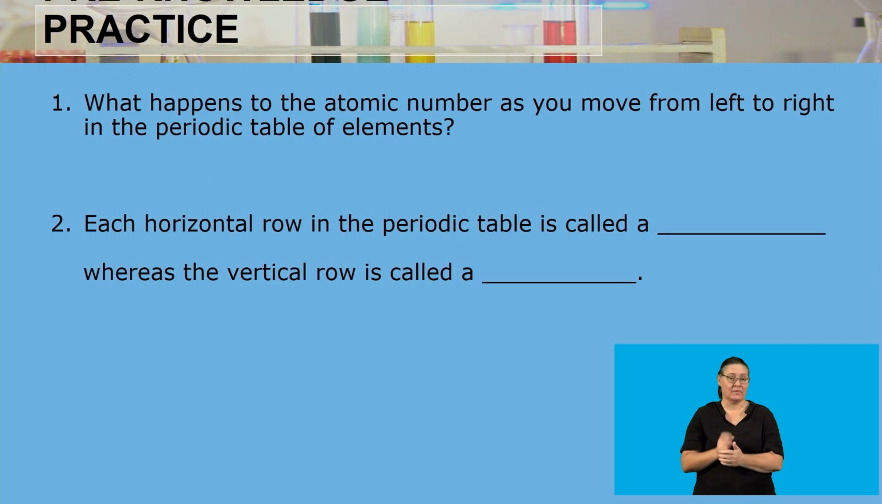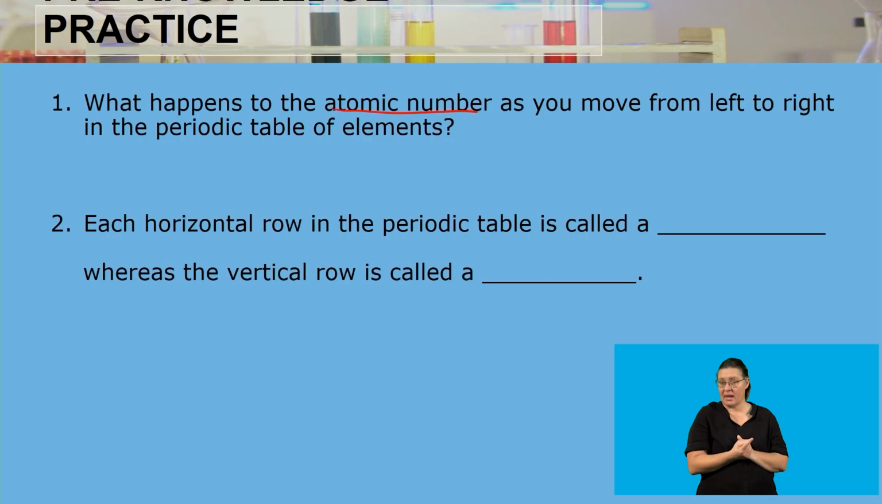So our first question is, what happens to the atomic number as you move from left to right in the periodic table of elements? So we know that our periodic table is arranged in increasing atomic number. So that means as you are moving from the left-hand side to the right-hand side, the atomic number is increasing. So what happens to the atomic number? It is increasing. So it is always increasing from the left-hand side to the right-hand side.